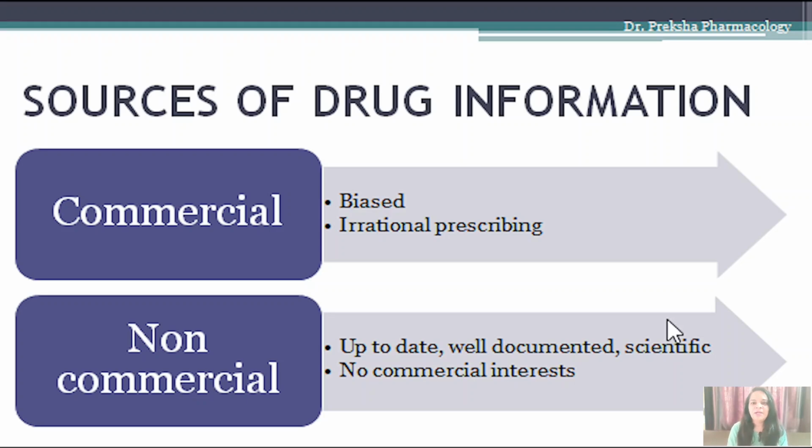So sources of drug information are basically of two types, commercial sources and non-commercial sources. Commercial sources are usually biased in nature and can promote irrational prescribing of the drug. Non-commercial sources do not have any type of commercial interest, and so they provide up-to-date, well-documented and scientific information about the drug. So being a doctor, you should always rely on the non-commercial sources as these are the reliable sources of drug information.